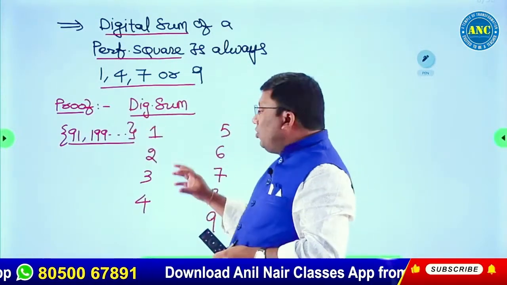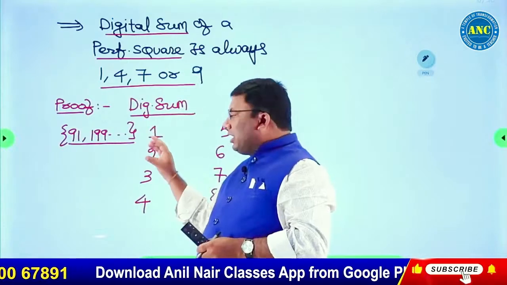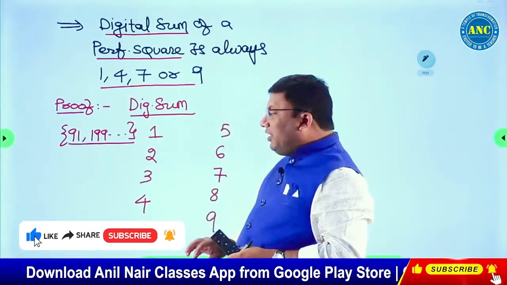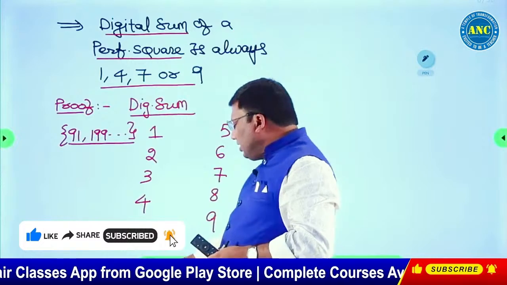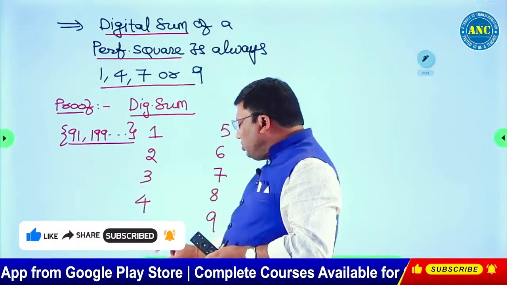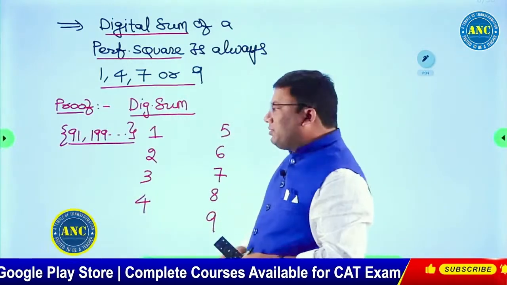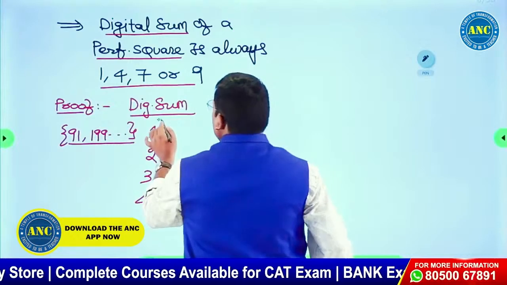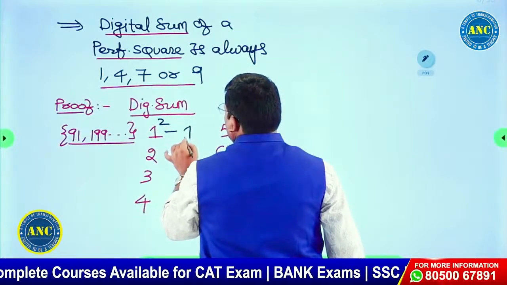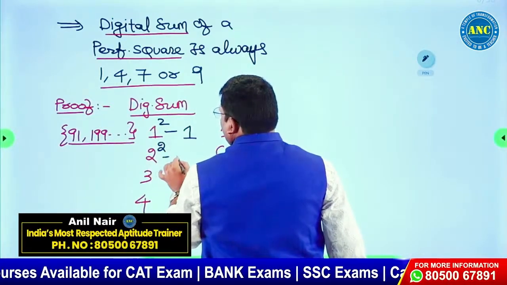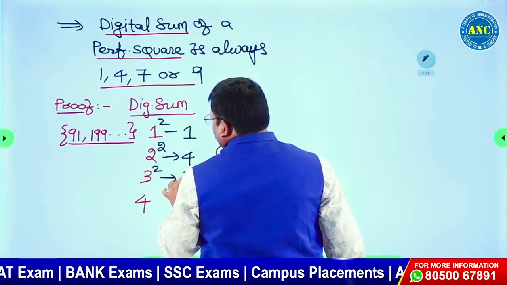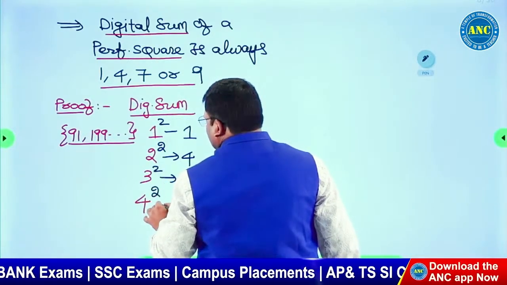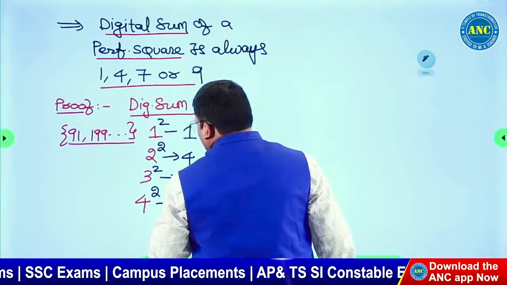Every number whose digital sum is 2 comes under this set. Every number whose digital sum is 3 comes under this set. Every number whose digital sum is 9 comes under this set. If I square them, 1 squared is 1. 2 squared is 4. 3 squared is 9. 4 squared is 16, and 1 plus 6 is 7.